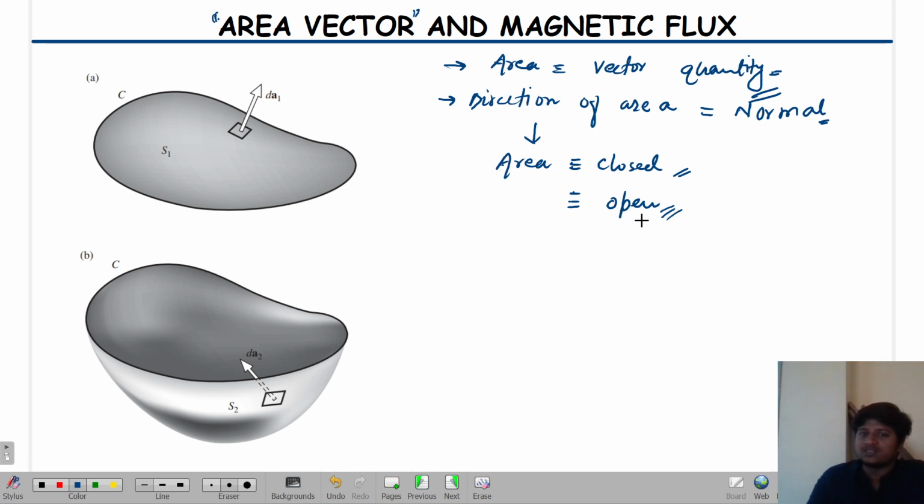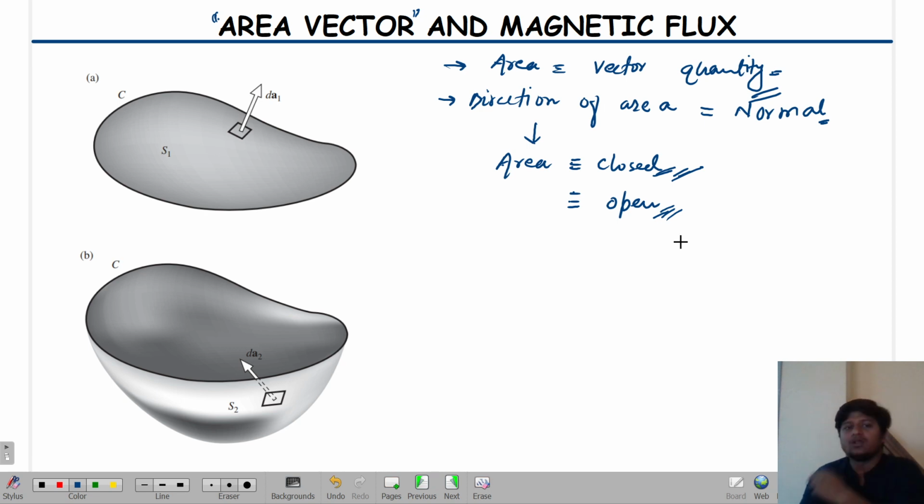Now remember, if you are solving any kind of numerical or any physical concept, and you go by closed area for the whole numerical, then for each and every point you need to solve using the closed area consideration. If there are different parts of a numerical, part one, two, three, and you include open area in one of the parts, then for all of the parts you will have to consider open areas. Got it or not?